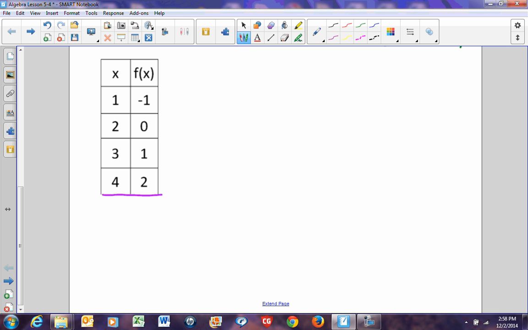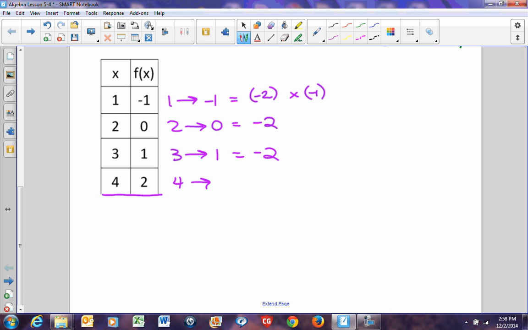From 1 to negative 1, we subtract 2. From 2 to 0, we subtract 2. From 3 to 1, we subtract 2. From 4 to 2, we subtract 2. So this one's another easy one. My f of x value is going to be my x value subtracted by 2.